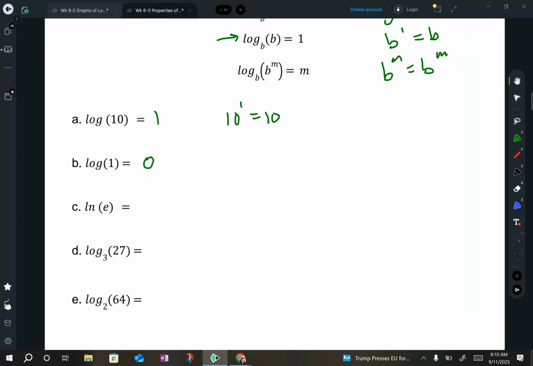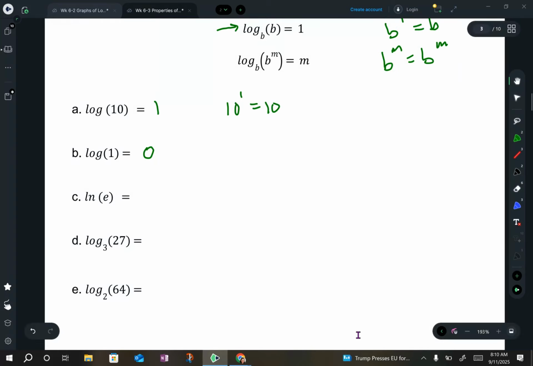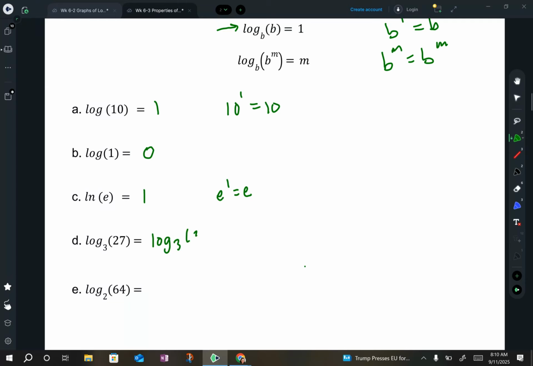Well, let's go ahead and go over your answers. Remember, ln is natural log, so that's base e. So this is going to be equal to 1 because e to the 1 equals e. And this one is going to be the last property, because we can write this as log base 3 of 3 cubed. Now, if you don't want to do it this way, if you just want to remember that 3 cubed is 27, totally fine. But this is just practicing using that property.